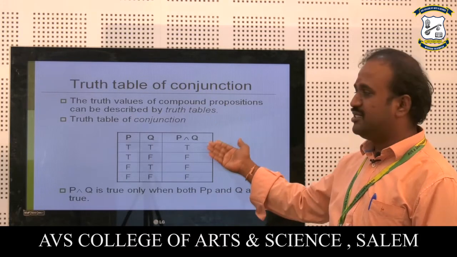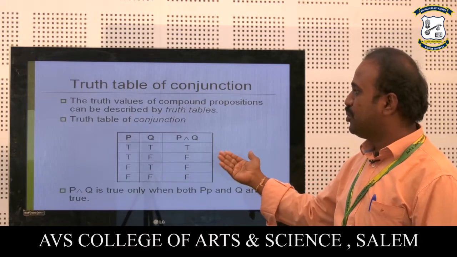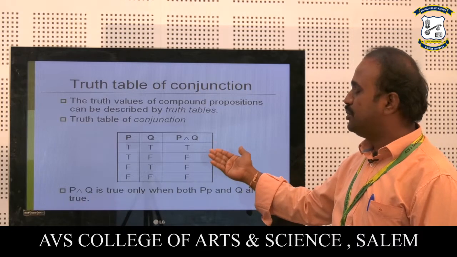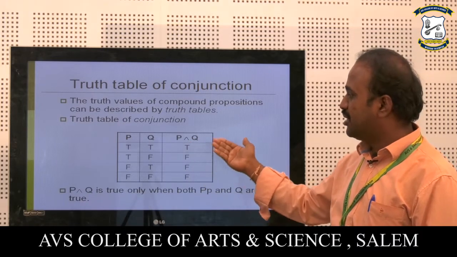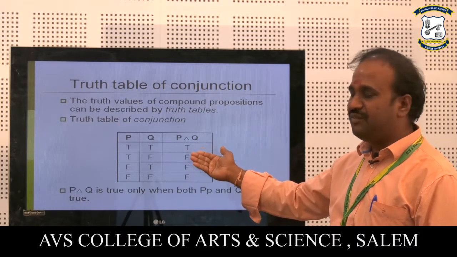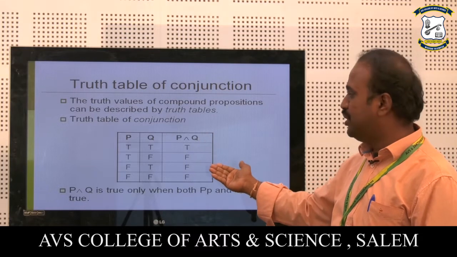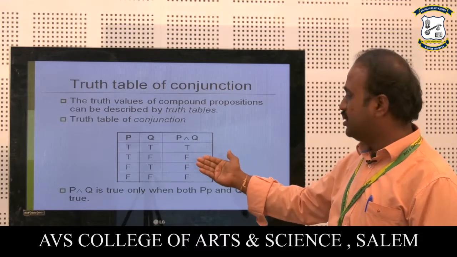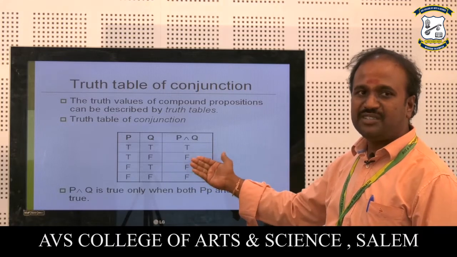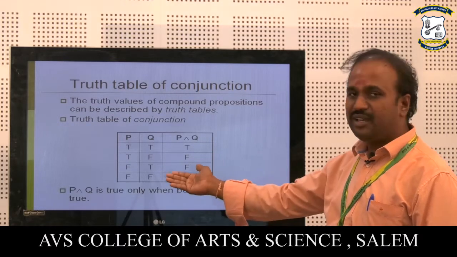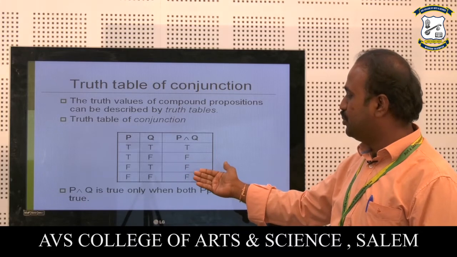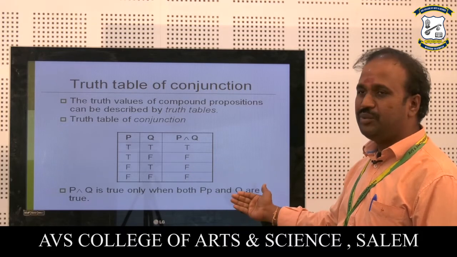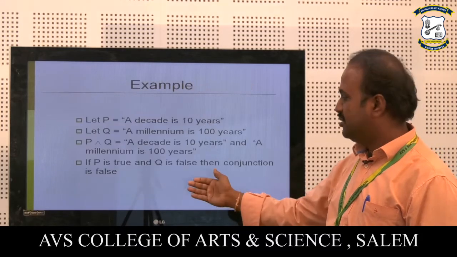Truth table for the conjunction. The truth table for a compound proposition can be described by truth tables. Truth table for conjunction: P and Q statements given. True, true, the result will be true; true, false, the result will be false; false, true, the result will be false; false, false, the result will be false. The result is that P and Q is true only when both P and Q are true.